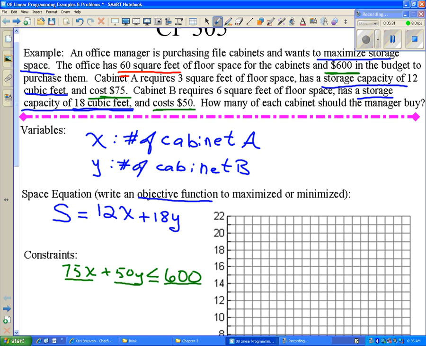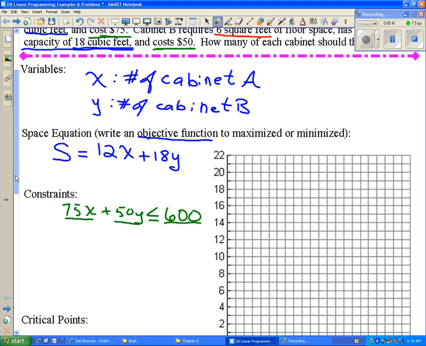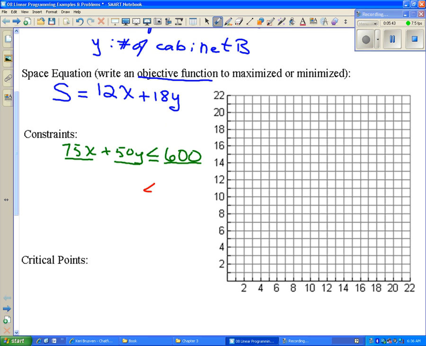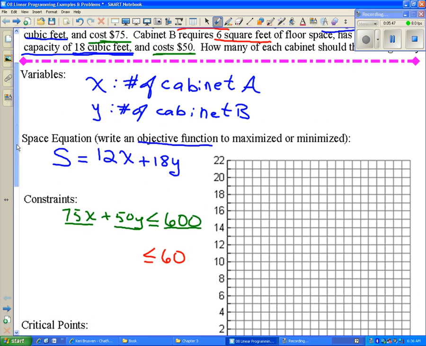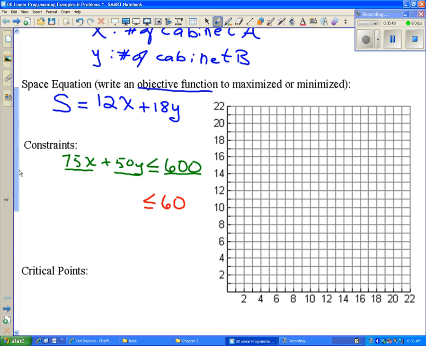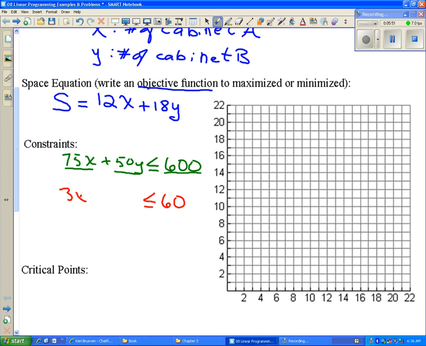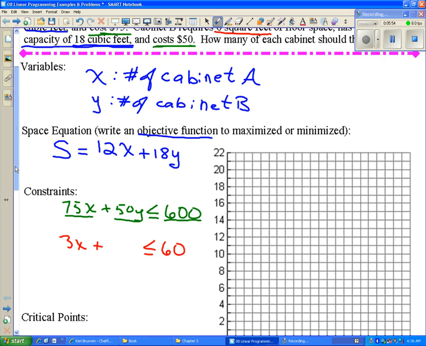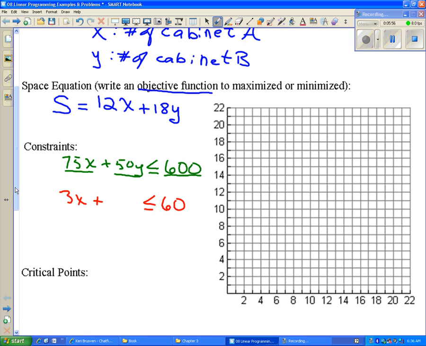Cabinet A requires 3 square feet of floor space, and cabinet B requires 6 square feet of storage space. So I cannot go over that 60 square feet. So I need less than or equal to 60 square feet. Cabinet A, we just said, was 3 square feet, so that's 3x. Cabinet B, we said, was 6 square feet, so that's 6y. And that's my second constraint.